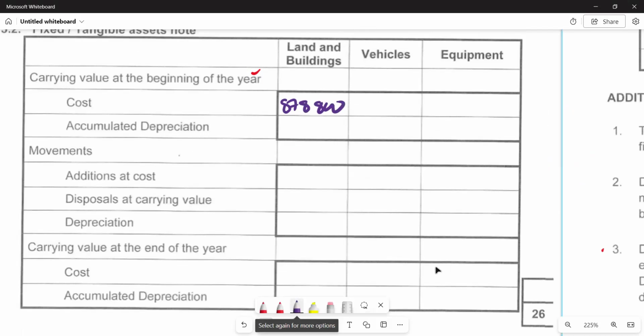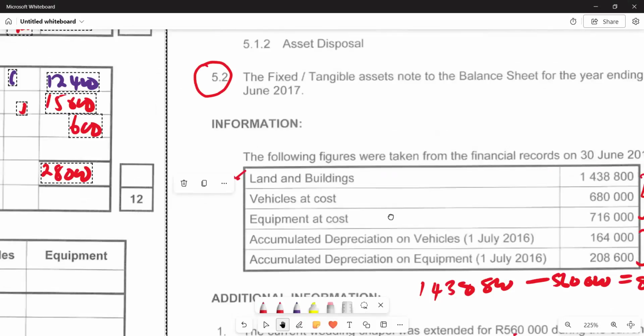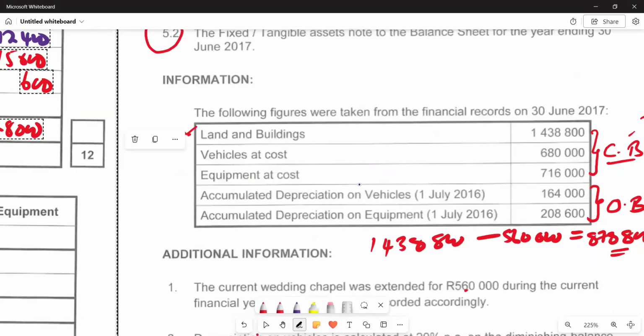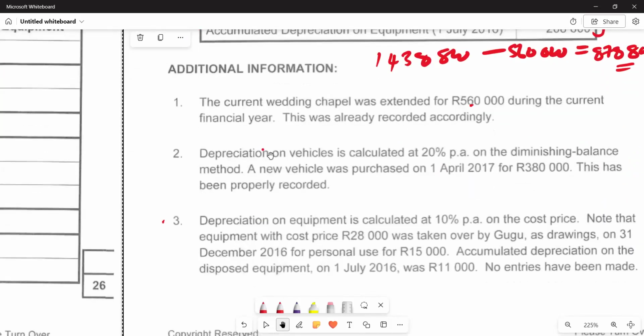Then we can do vehicles. We go back again to see what we are supposed to enter as our vehicle cost. If you go to the list of balances, you see that our vehicles cost we've got 680,000. We need to find out if we have any movements in terms of our vehicles during the year, which are given in the additional information. So vehicles, it's on information 2, and they're saying depreciation on vehicles is charged at 20% per annum on the diminishing value method. A new vehicle was purchased on 1 April 2017 for 380,000.